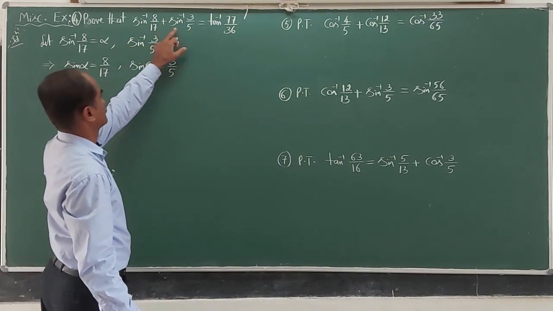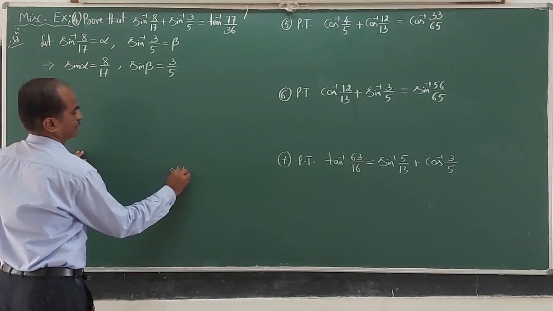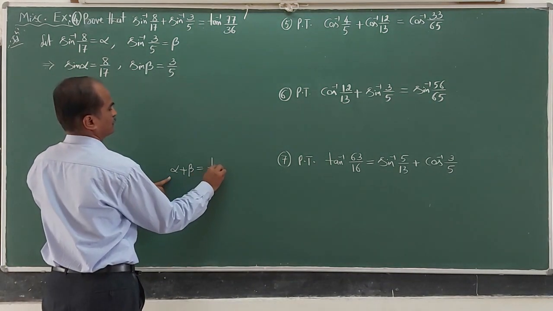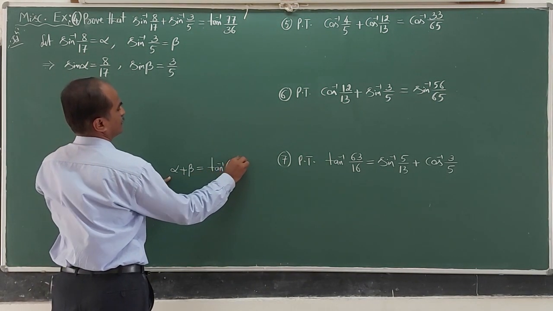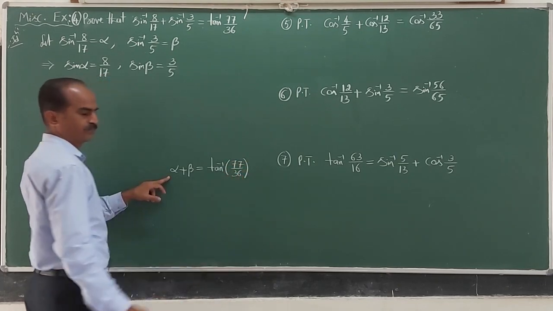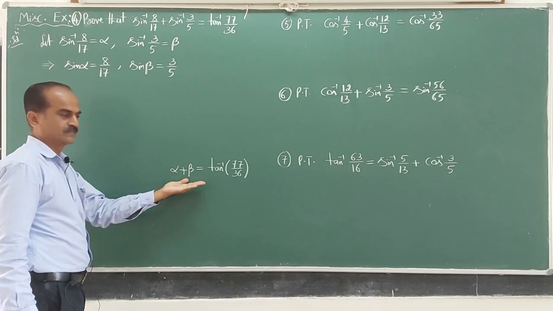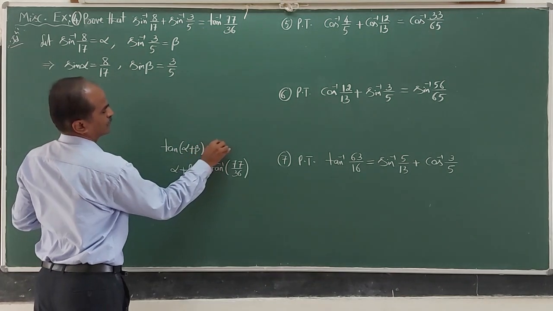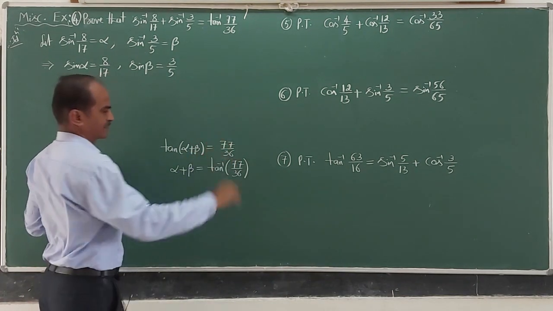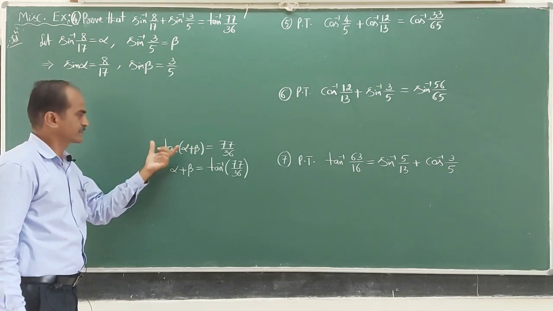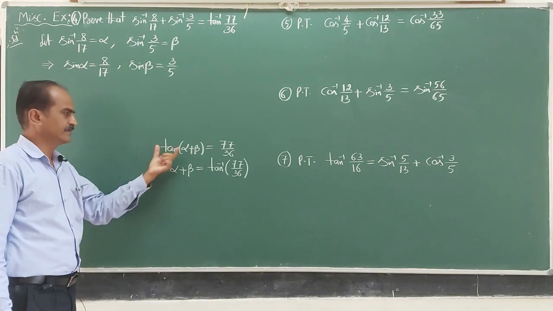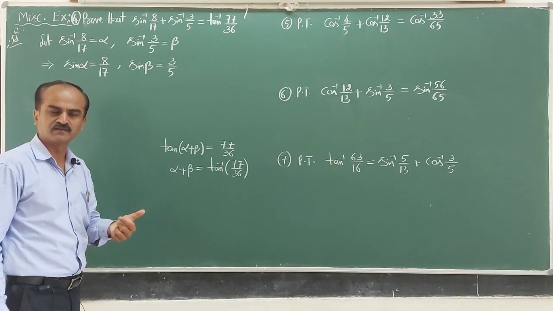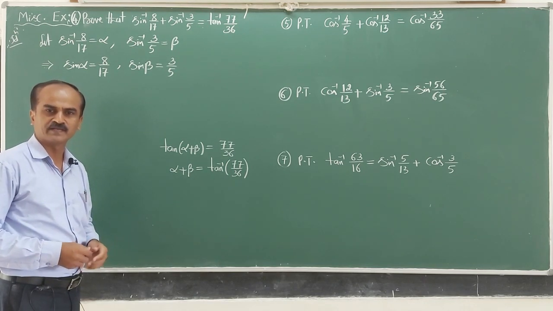By considering these two as alpha and beta, what is required to prove? Alpha plus beta equal to tan inverse of 77 by 36. In order to get this result, it is enough we show tan of alpha plus beta equal to 77 by 36. Now, question is how we can get tan of alpha plus beta? Expand this, tan alpha plus tan beta by 1 minus tan alpha into tan beta. From where you are going to get tan alpha and tan beta value?